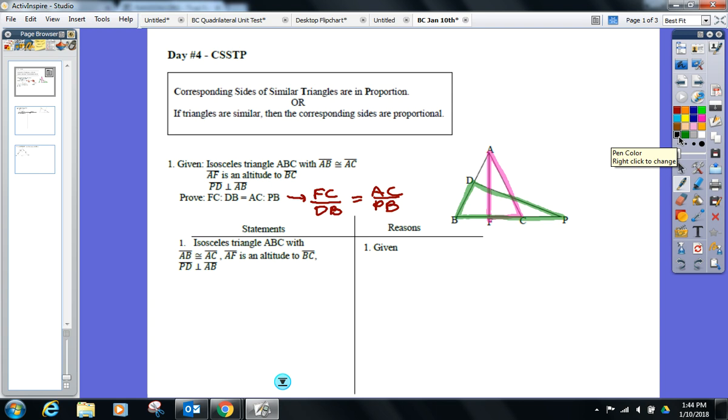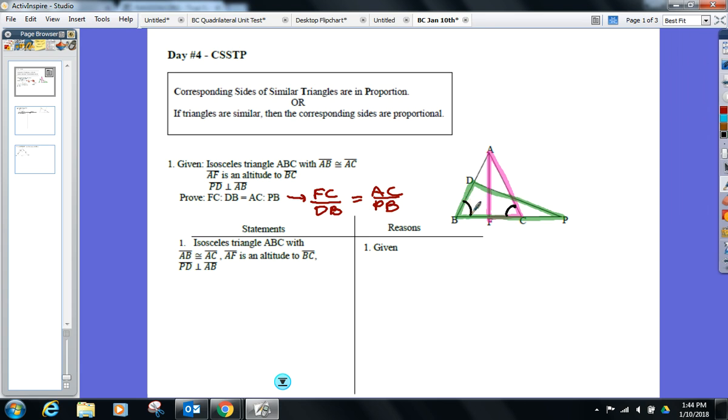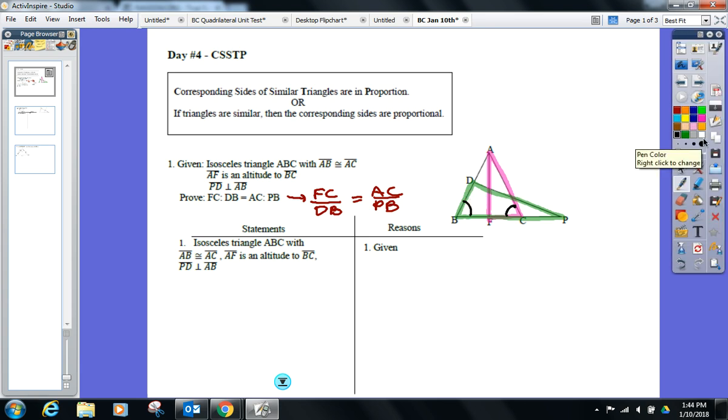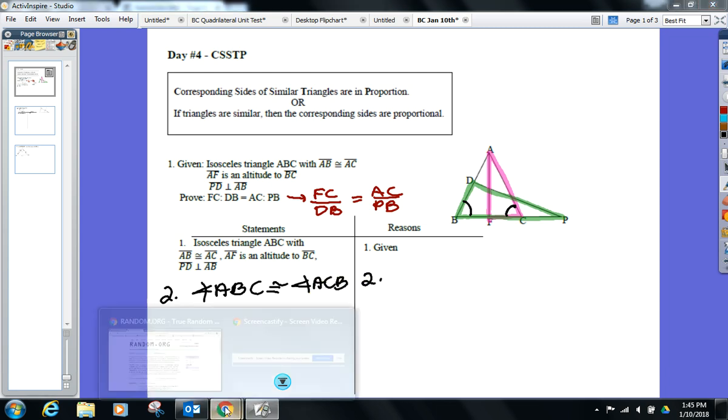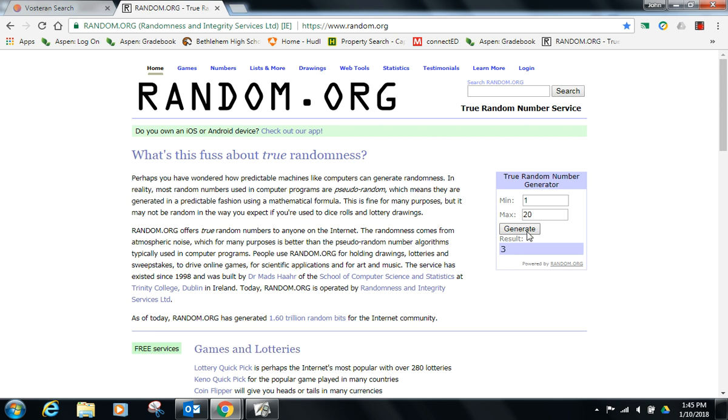And you got AF is an altitude. And you got a pair of perpendicular lines. I know that ACB and ABC are congruent. They are. Don't say why, because one of your classmates is going to tell me why. So angle ABC is congruent to angle ACB. How does Bella know that is true? Let's roll with 3.